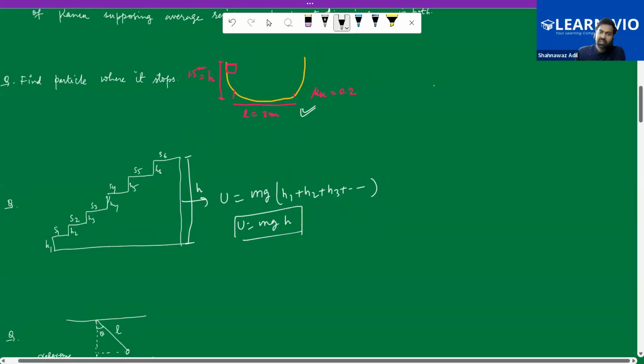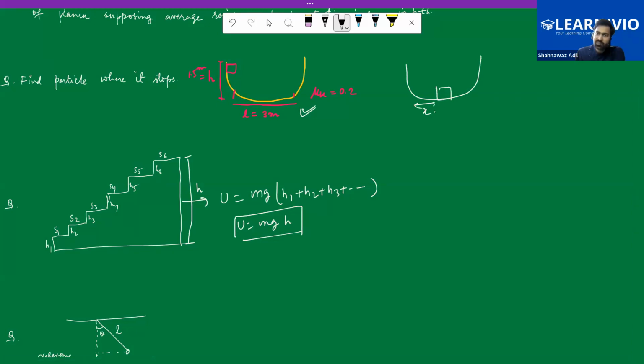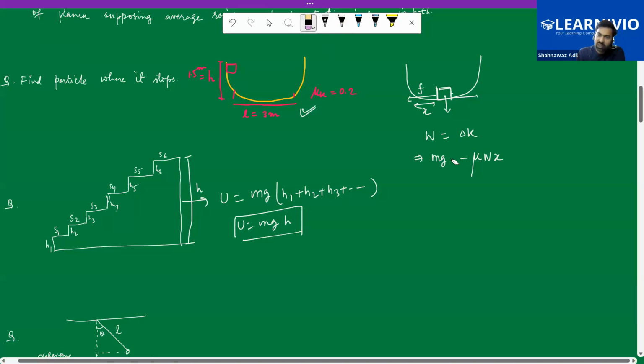But the idea of this question is that, let's say we have this object in here, this is x distance. If this is moving in this direction, we have friction in this direction. So there are two forces acting. Work done would be the change in kinetic energy. One work done would be due to this mg and x. And the other work done would be due to the frictional force, that would be mu N and x. So this is mg, and you can write this as h, that would be mgh.